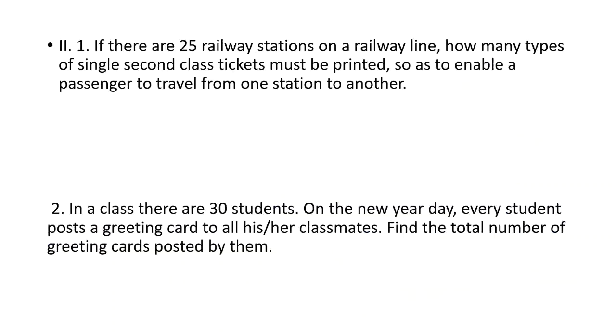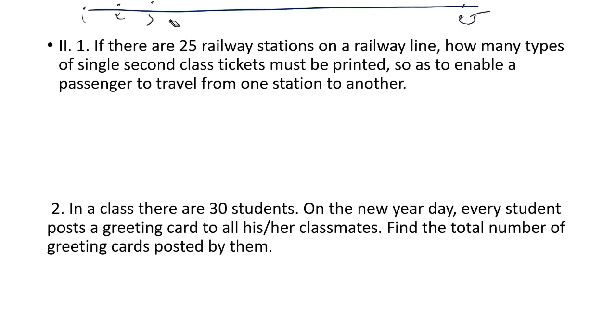The next question is like this. If there are 25 railway stations on a railway line, how many second class single tickets should be printed so as to allow a passenger to commute between these stations? So let me explain the question for you. There is a railway line, and here you have the first station, second station, third station, and so on up to 25 stations. Now a person wants to move from one station to another station.